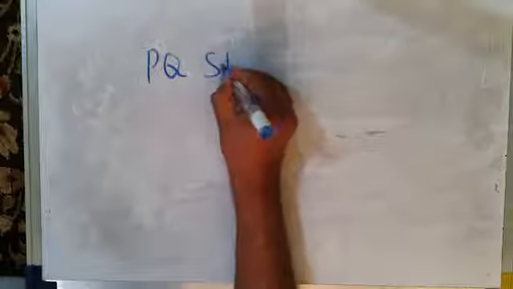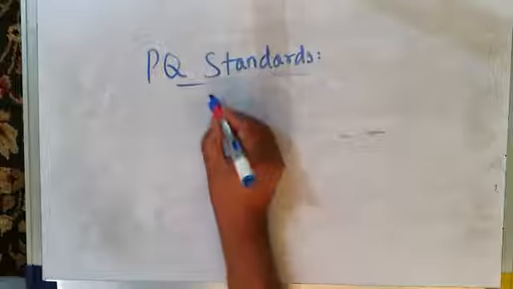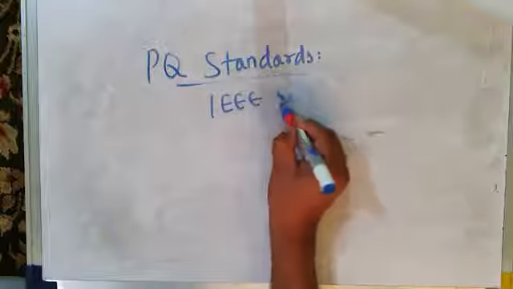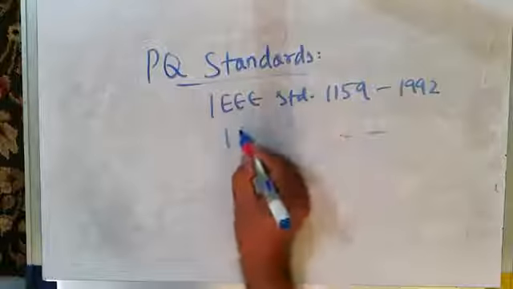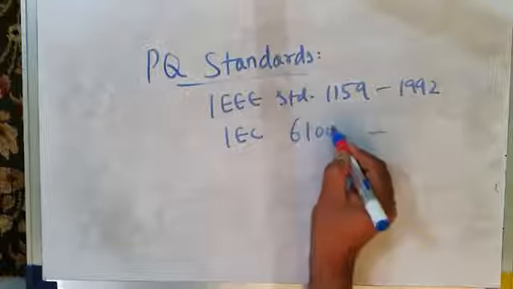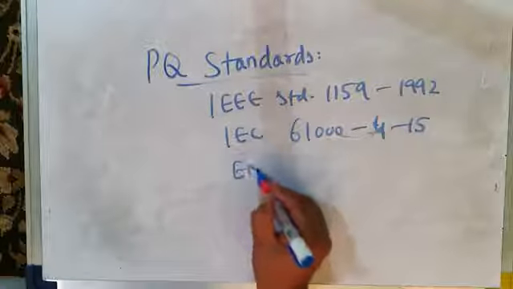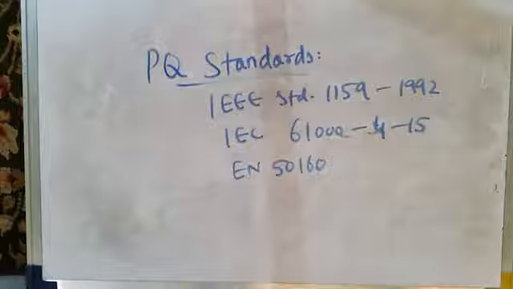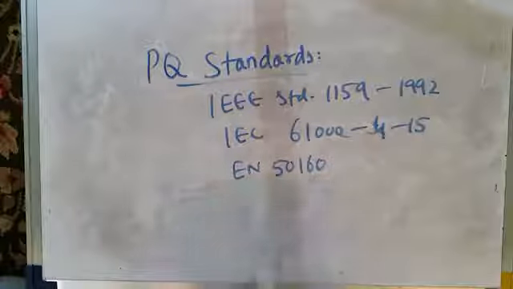But before we end today's lecture, let me give you some idea about power quality standards. I have already been discussing these power quality standards with you, like IEEE standard 1159, 1992, IEC standard 61000-4-15, similarly other IEC standards, and EN 50160.